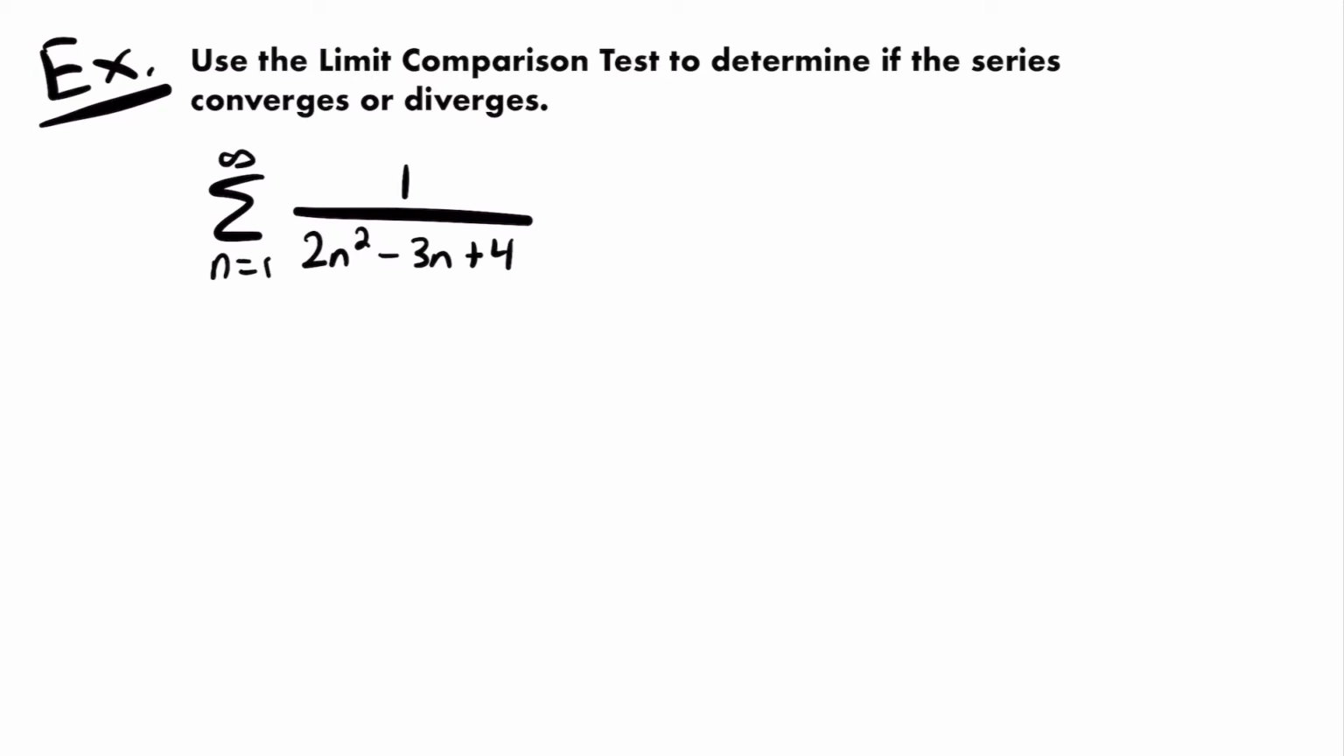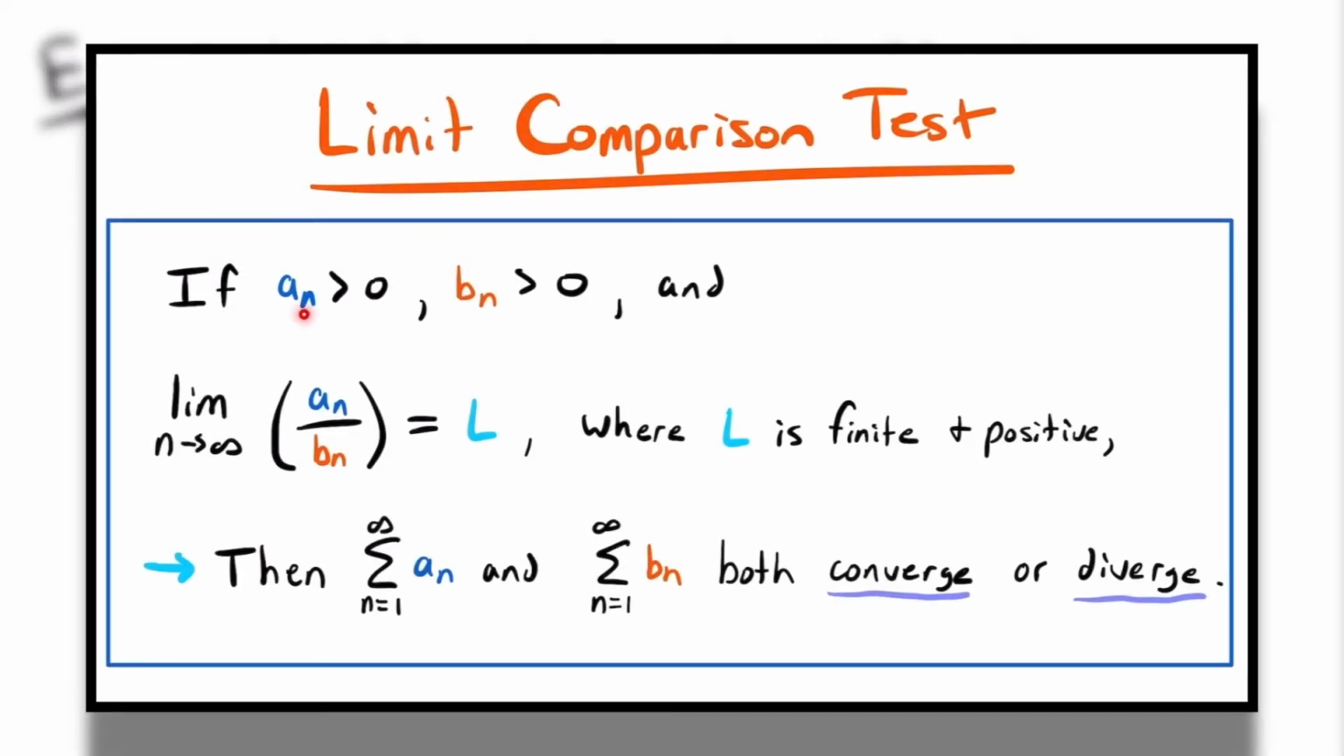As a reminder, the limit comparison test says this. If we have a sequence a sub n greater than 0 and a second sequence b sub n greater than 0, meaning both sequences are positive, and the limit as n approaches infinity of the first sequence divided by the second sequence is equal to L, and L is a finite and positive limit, then we can conclude that the series for a sub n and the series for b sub n both converge or diverge.